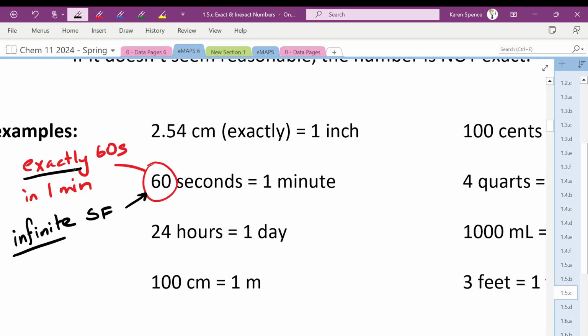So there's 60 seconds in 1 minute. Is that 1 minute approximately 1 minute or exactly 1 minute? Exactly. That's exactly. So how many sig figs are in that number 1? Infinite sig figs.